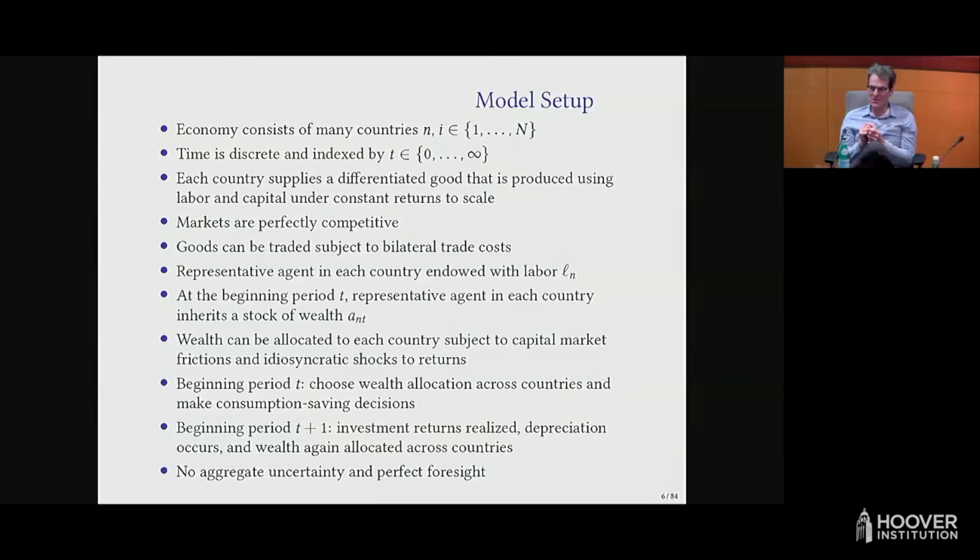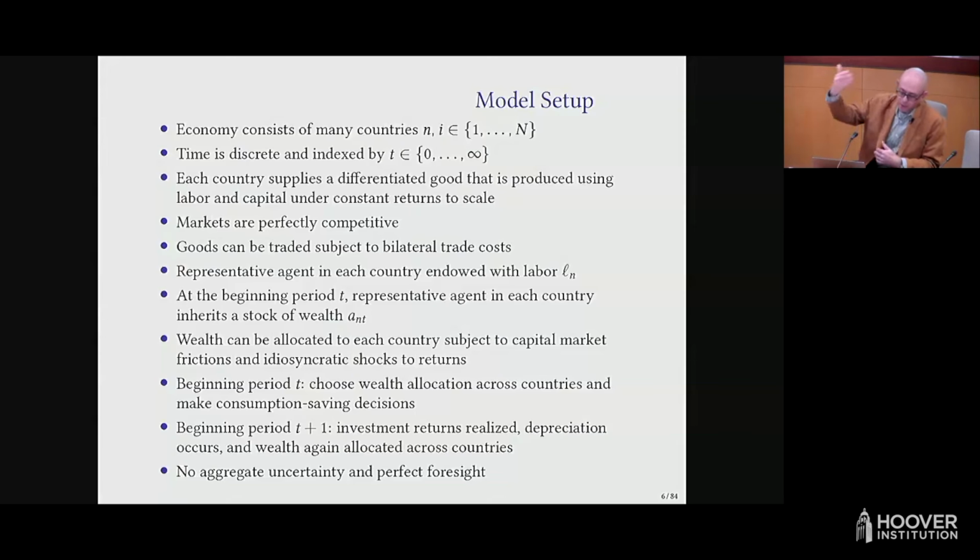That's because there's often a confusion of hot money, but you can't hot the money unless you can actually move the stuff. Right, and you're not making that confusion. So good. At the beginning of period T, you'll choose your wealth allocation across countries. You also make your intertemporal consumption saving decisions, so you can accumulate your wealth over time. And again, we'll see how that works in a second.